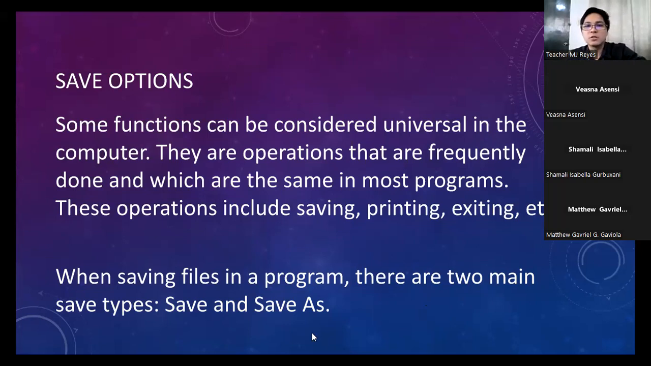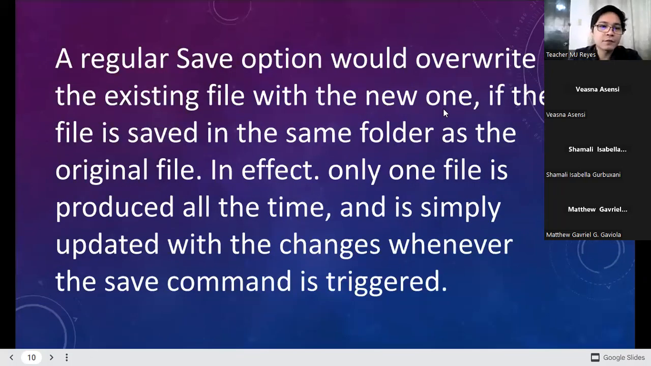A regular Save option would overwrite the existing file with a new one. If the file is saved in the same folder as the original file, in effect, only one file is produced all the time and is simply updated with the changes whenever the save command is triggered. That is Save. So for example, if you have an existing file, you open it, you make some changes and you directly save it, it will automatically overwrite your file. So you just updated your file.